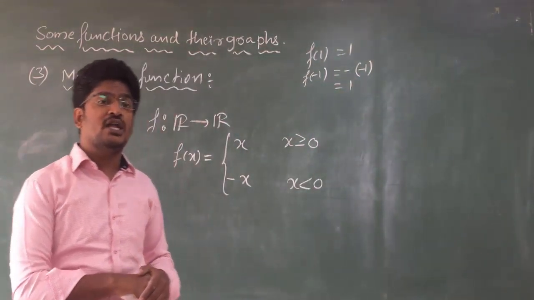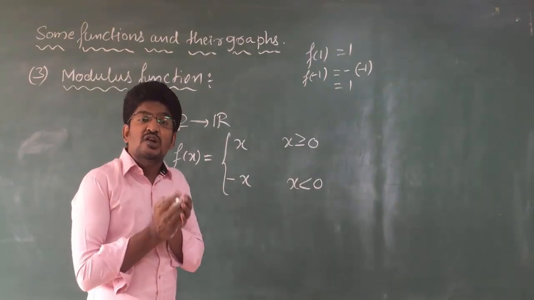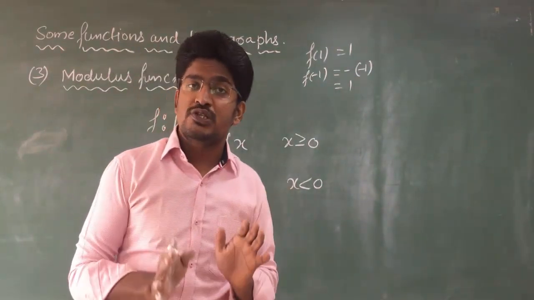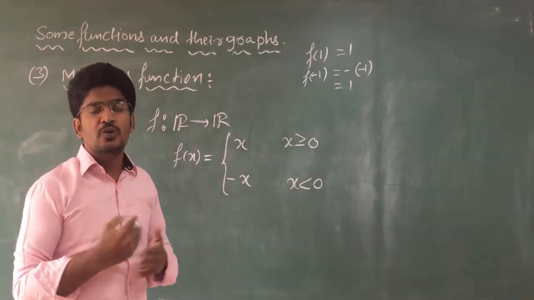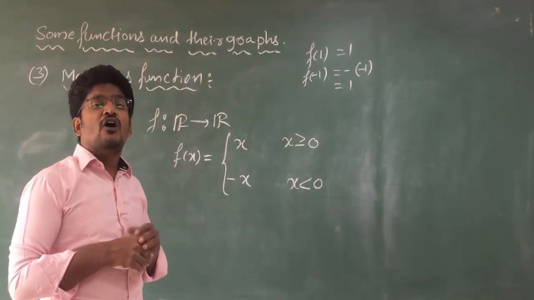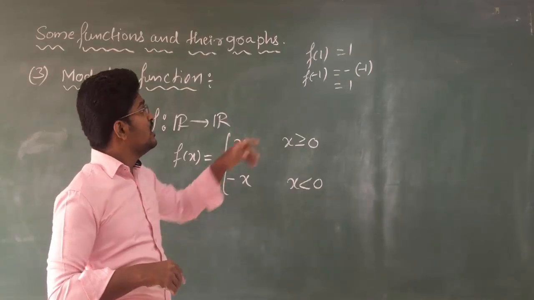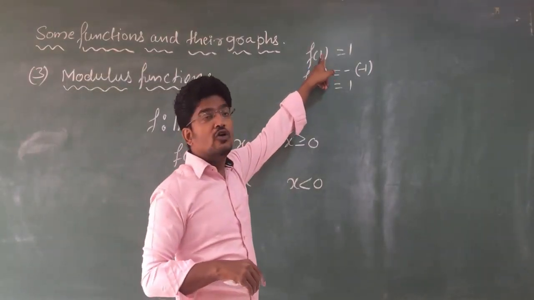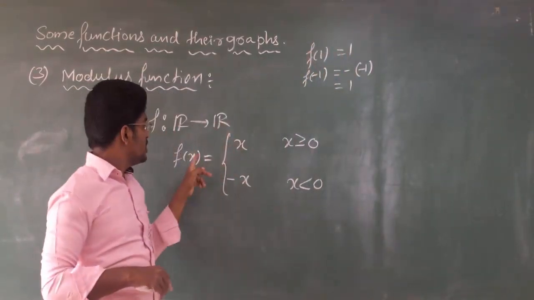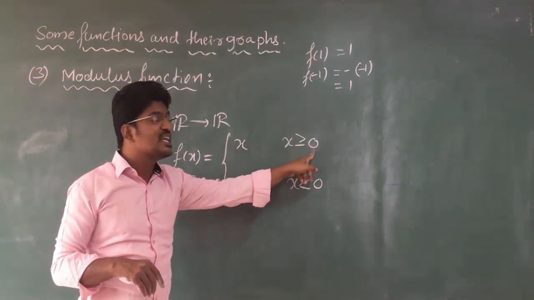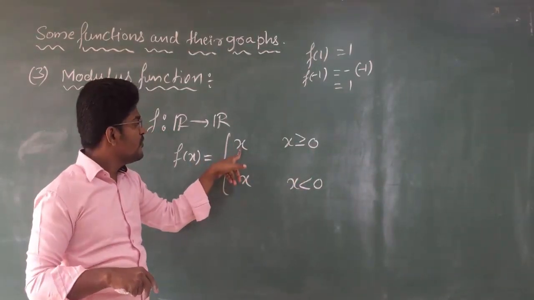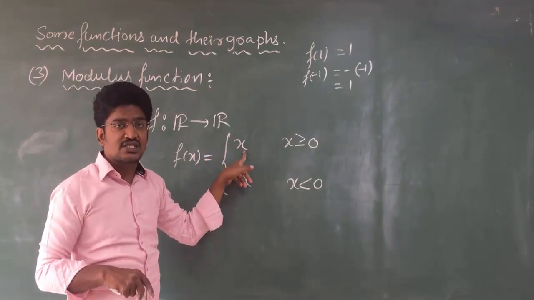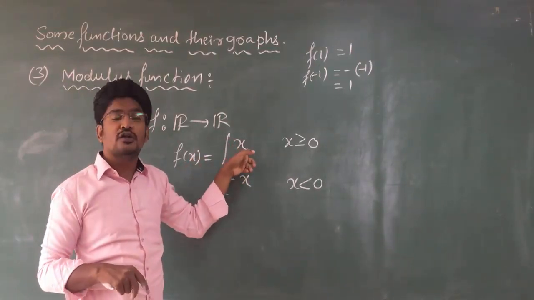Are you getting my point? So inputs may be negative or positive, but the output will be the positive of the same number. See, if I take f of 2, output will be 2, because 2 is greater than 0. I should choose this particular branch. So f of 2 will go for 2.